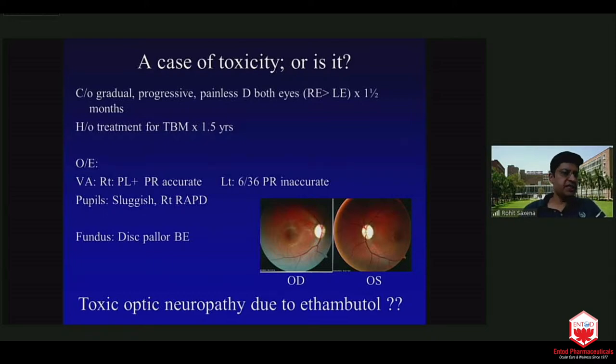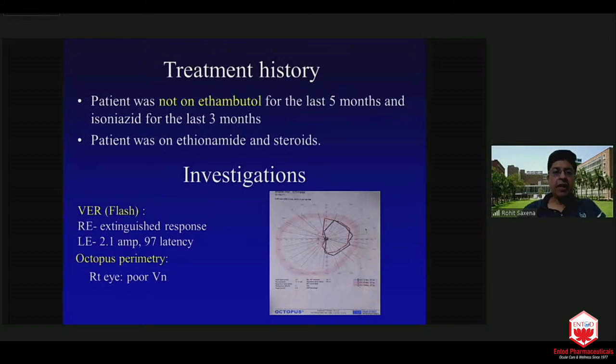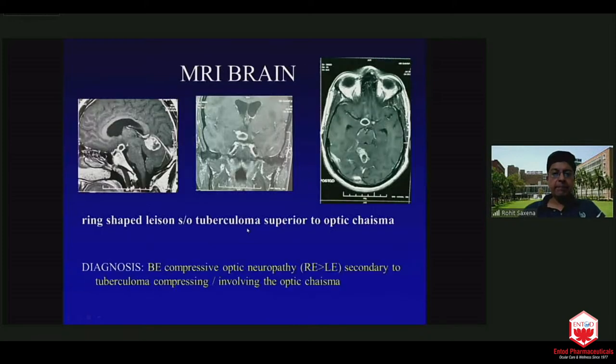Now that would have been the most obvious diagnosis and one I also made. But on asking, we realized that the patient was not on ethambutol for the last 5 months and not even on isoniazid, which is the other associated occasional drug for toxic optic neuropathy, for 3 months. The visual evoked potential was significantly affected, and this is the perimetry. The right eye had poor vision, and in the left eye, you can see, again, temporal field loss. Imaging becomes mandatory. The patient had a ring-shaped lesion suggestive of tuberculoma just above the chiasma, which was responsible for the visual loss. So this was a patient of compressive neuropathy, secondary to tuberculoma compressing on the optic chiasma.